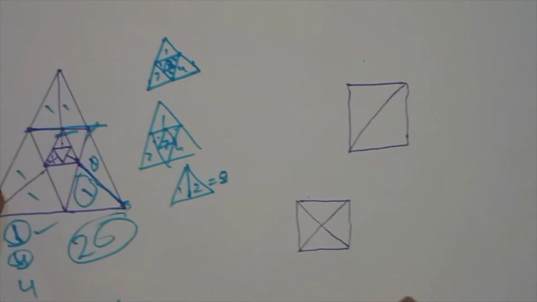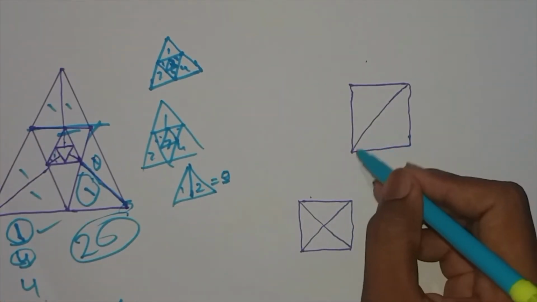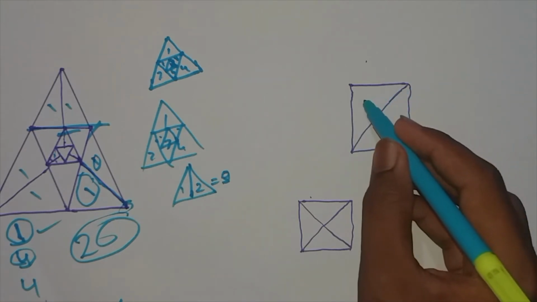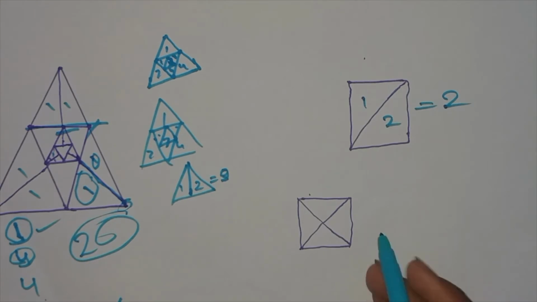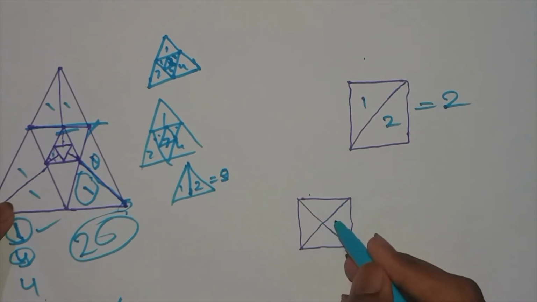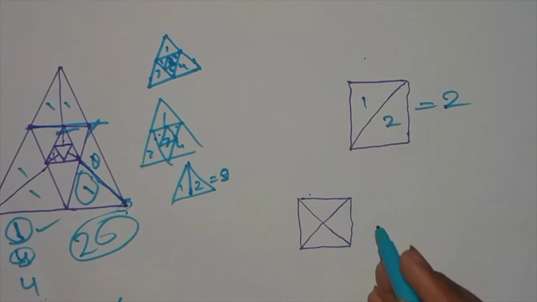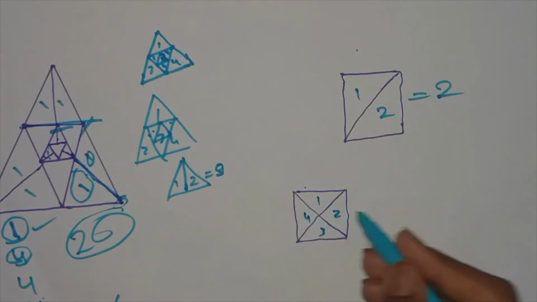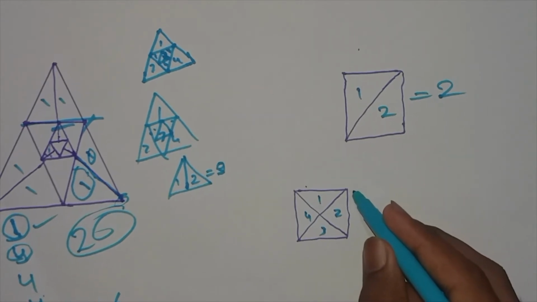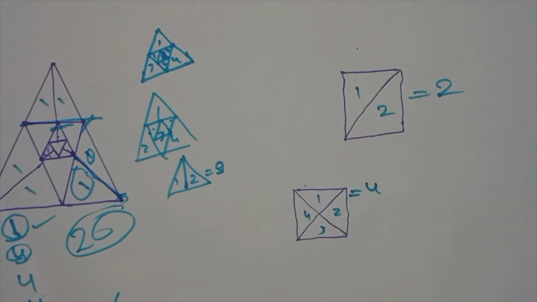So when a square is given like this and they have drawn it like this, there are a total of 2 triangles in this. When it is given like this, how many triangles are there? There are 1 2 3 4. So we will directly write there are 4 triangles in this question.